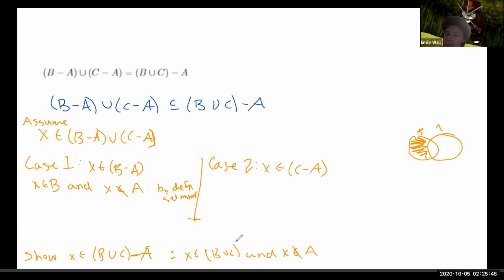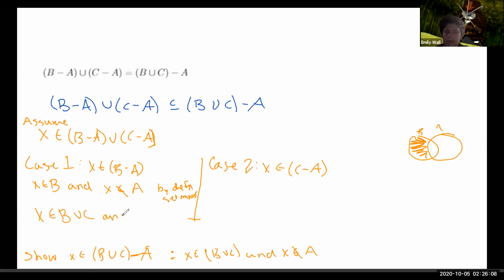Well, what does it mean to be in B union C? That means X is in B or X is in C. Or statement, or intro. How do we do an or intro? Well, we have X is in B, so it better be an element of B union C.